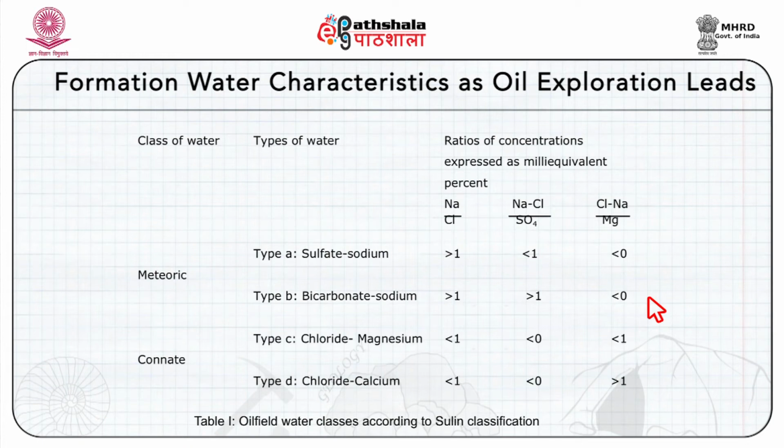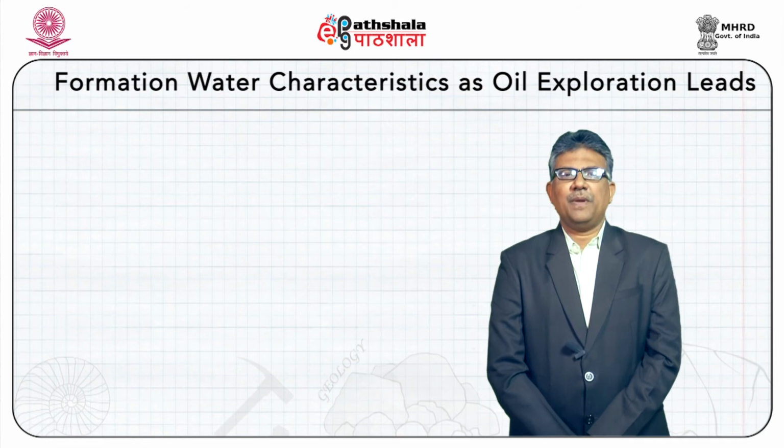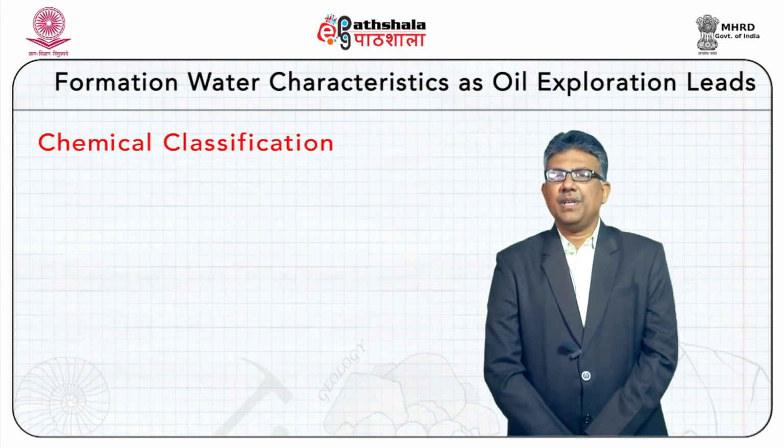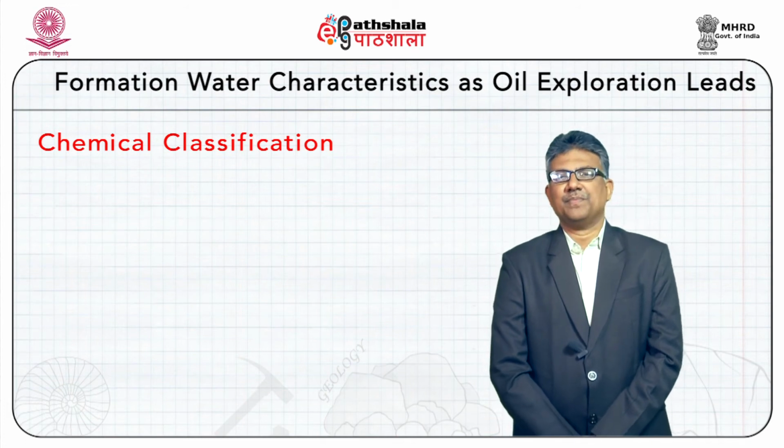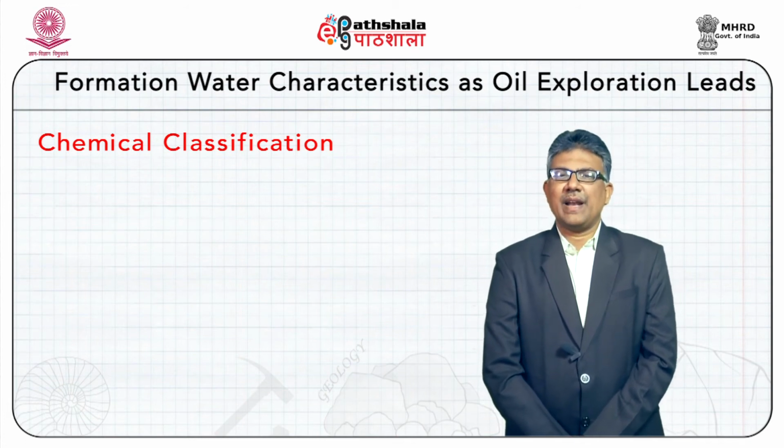So based on these ratios, that is, what are the different ionic ratios present, we categorize these waters into 4 different types. 2 of them belong to the meteoric water category, 2 of them belong to the connate water category. Now most oil filled waters belong to type D, where sodium is present as cation besides magnesium and calcium. Chloride is almost the sole anion.